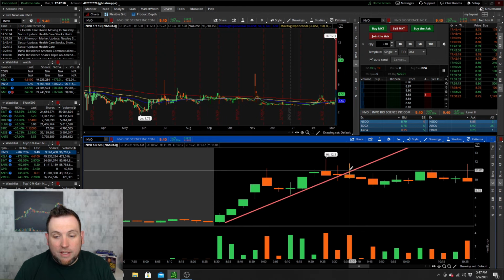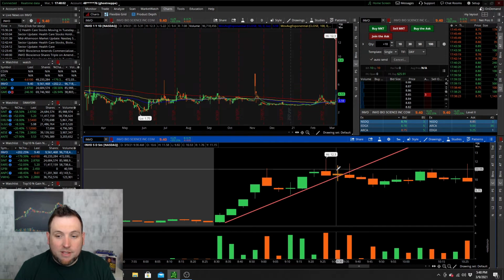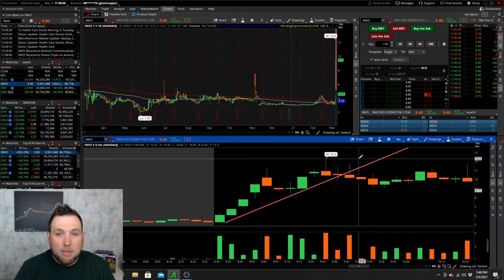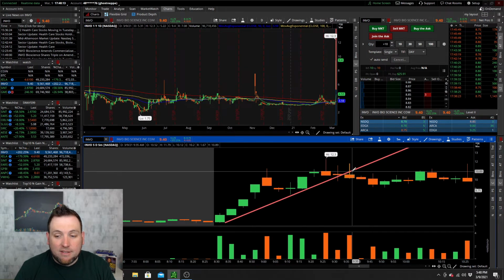If you're coming in here to short because the trend line is cracking, you just put your stop loss above the trend line to cover if it does start to pop back above the trend line, because sometimes the stock will drop a little bit below the trend line and then get back on track and keep moving up. Most of the time though, when the trend line cracks like this, there's going to be a sell-off.